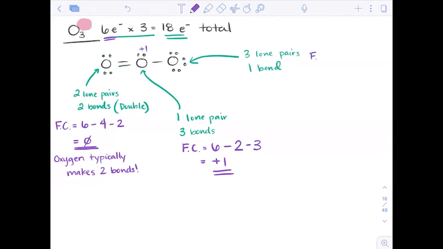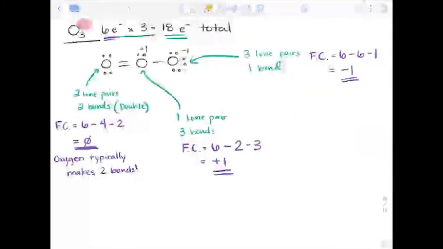Last oxygen, the one on the right, he brought 6 electrons to the table. He has 6 electrons in lone pair electrons and 1 bond, -1. -1 over there on the top. Now, these charges have to be written. Formal charges absolutely always should be your last step in determining a Lewis structure. You have to do it for every single atom so that you know the actual charges on those atoms. When we look at those charges, you need to put them somewhere around the atom that they belong to.